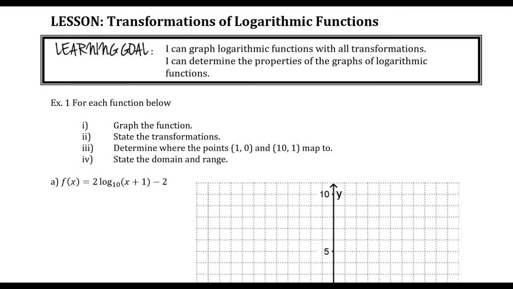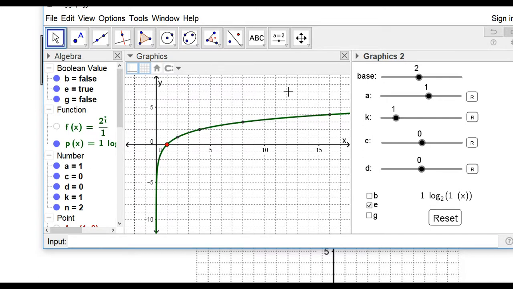We're going to look at transformations of logarithmic functions. Before we start doing this work, let's just explore this function. This is the parent function for y equals log base 2 of x. You can see that I can change the base of the function here. So we're starting with base 2.